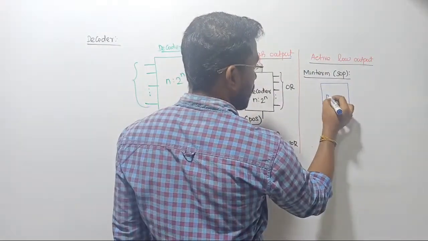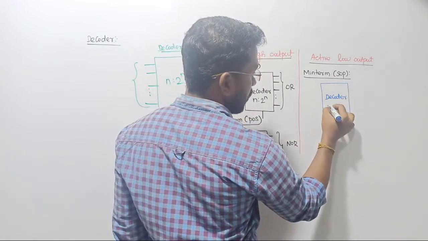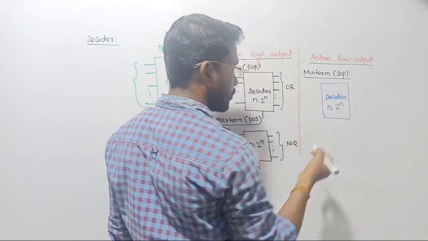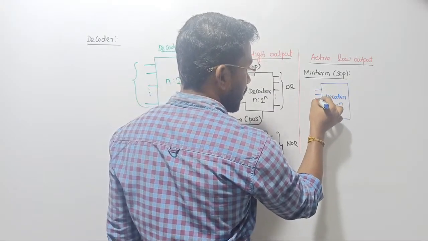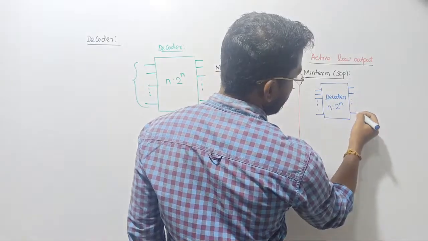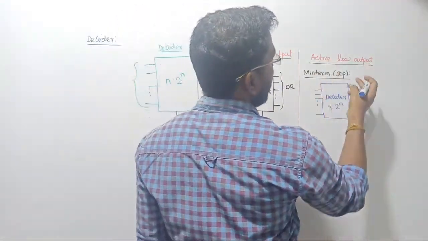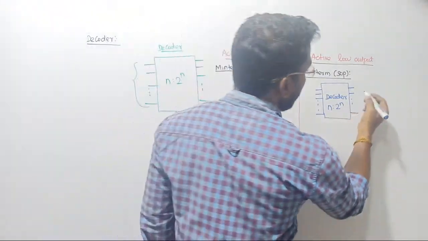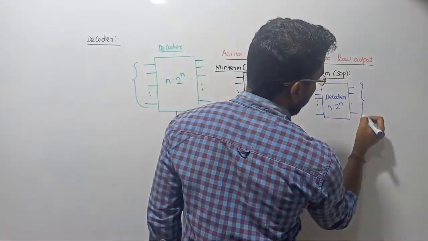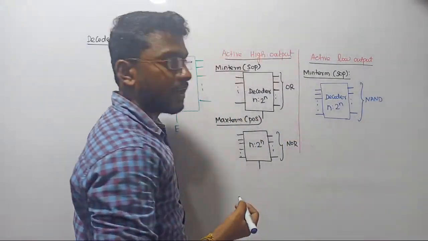Now the decoder circuit, right? Once again, you are requested to consider n inputs, and its corresponding outputs are going to be 2 power n. There is no change. But since we are looking for active low output, when we are going with the min term, you are requested to use NAND gate in order to complete the circuit. Just use NAND gate, right?